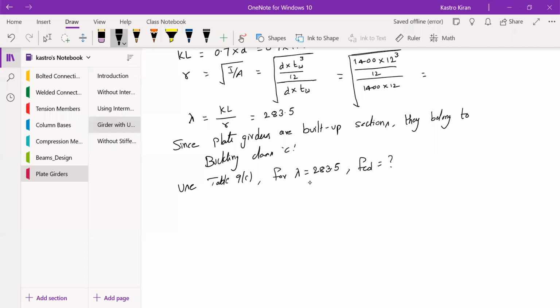But here comes the complication in this problem. What is that complication? I want everyone to open table 9C of IS 800/2007. I'll share the code book as well. Just give me a minute.